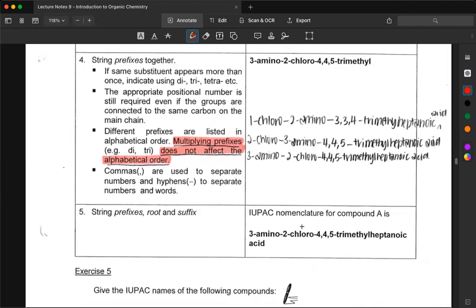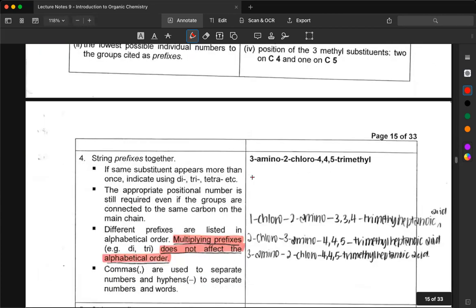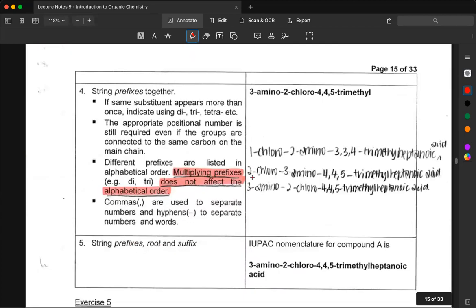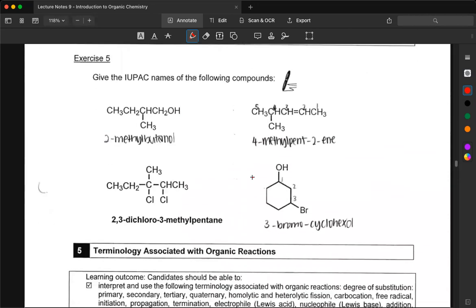Which is the heptanoic acid, because the longest chain here has 7 carbons. So, heptanoic acid. And these are the exercises you can make reference to.